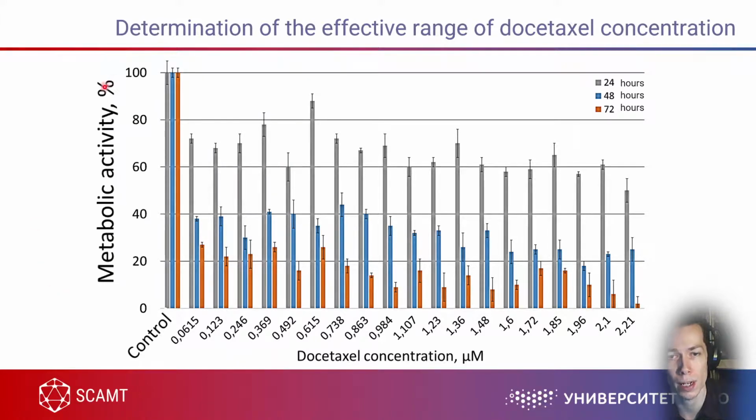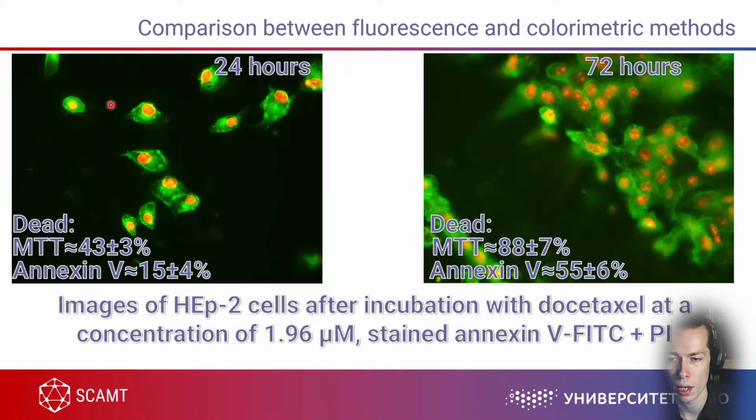To prove that these numbers are correct, these numbers were obtained from the MTT test. So it's metabolic activity from the MTT test. But simultaneously with this MTT test, some staining with annexin was performed, and let's just compare the results. After 1 day of incubation, 24 hours, we see 43% of cells are dead according to MTT, but according to staining, only 15% are dead. So a 3 times difference.